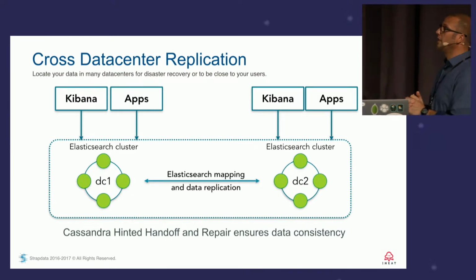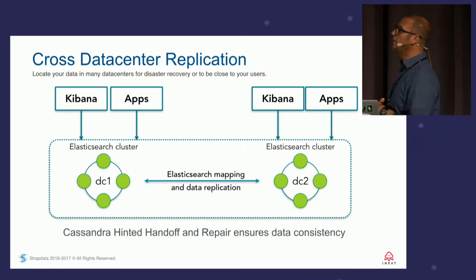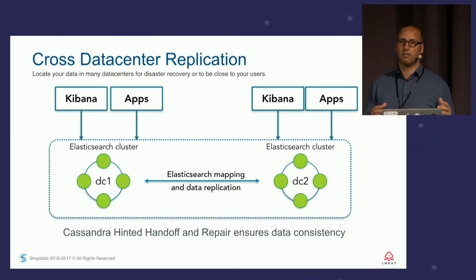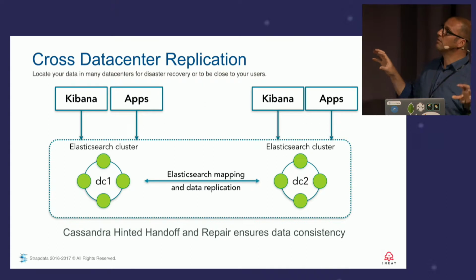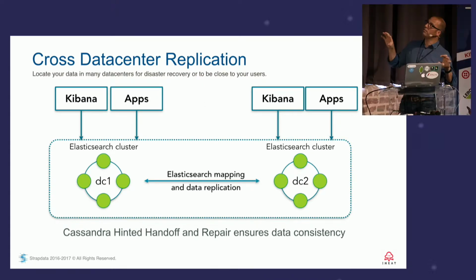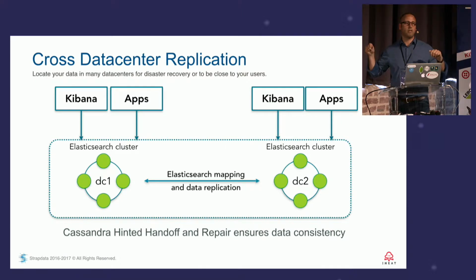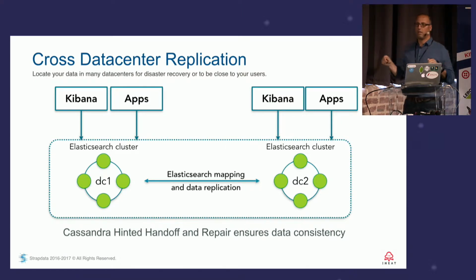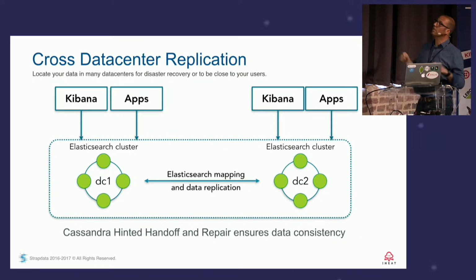And by integrating Elasticsearch inside Cassandra, you can now replicate your data between two data centers, and then each data center is also an Elasticsearch cluster. So you will be able to plug your search application or Kibana or any tool that works with Elasticsearch. You will be able to use it on the two data centers or more.